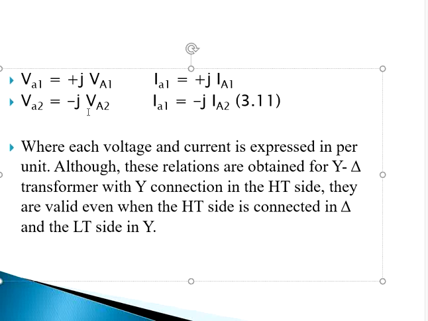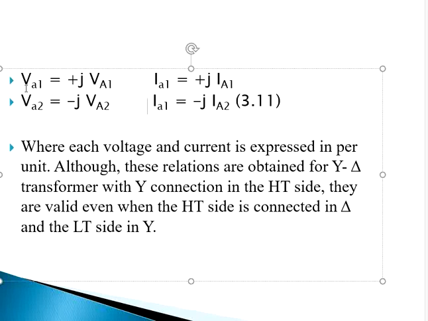Although these relations are obtained for a star delta transformer with star connection on the HT side, the same thing will be applicable in delta star. We have derived it for star delta. If the connection is delta star also, the same rule will be applicable. There is no change. Whether it is star delta or delta star, the relation remains the same.